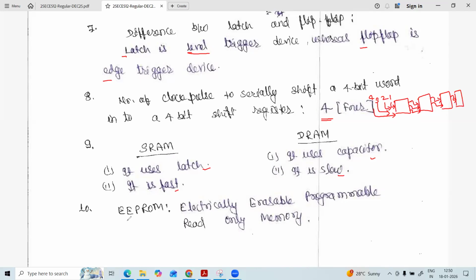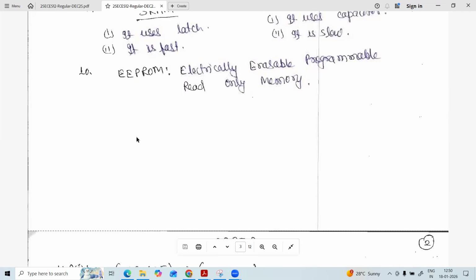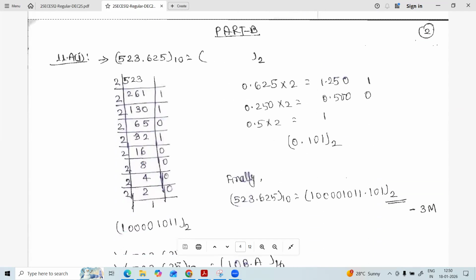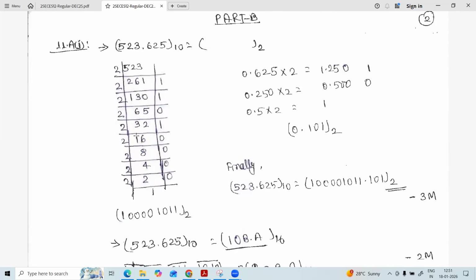And many people make a mistake in the full form of EEPROM. So this is electrically erasable, programmable, read-only memory. These types of silly mistakes are being made. Next, we have long questions. These questions carry 10 marks.